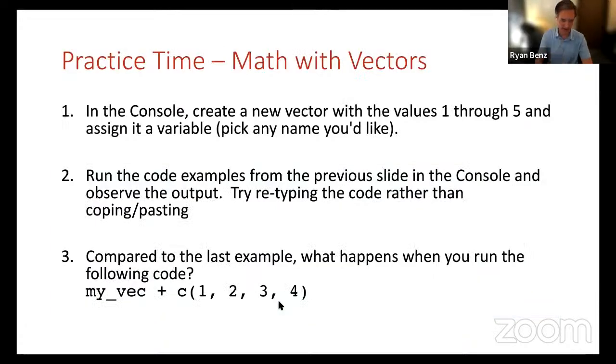So we're back to practice time here. We are going to do some math with vectors. What I'd like you to do is, again, either in the console or the editor, because we know how to execute code in either place. I want you to create a vector with the values 1 through 5. Hint, if you go back to the previous slides, you can find some code that does that. It's up to you to pick the name of what you'd like to do.